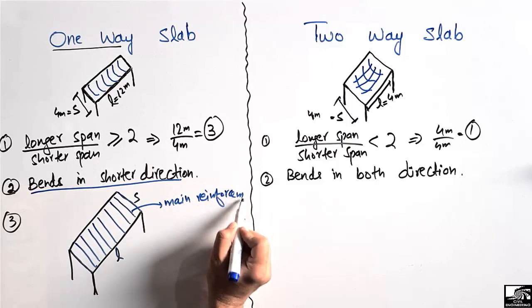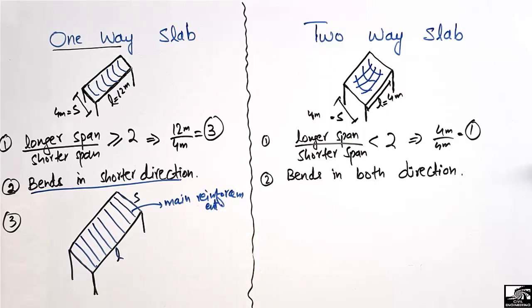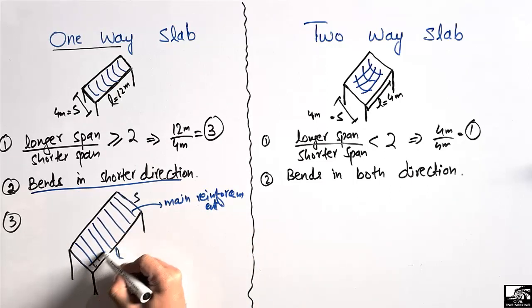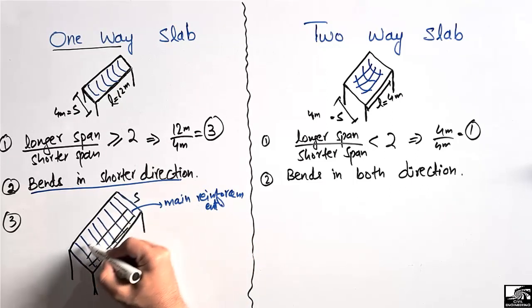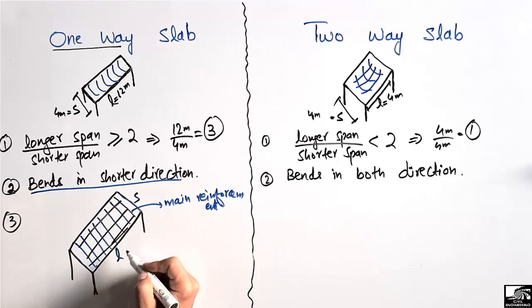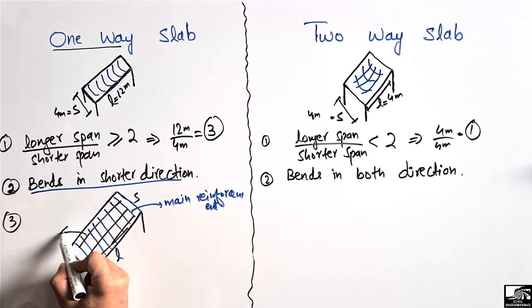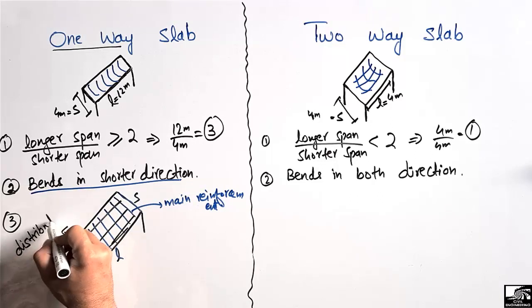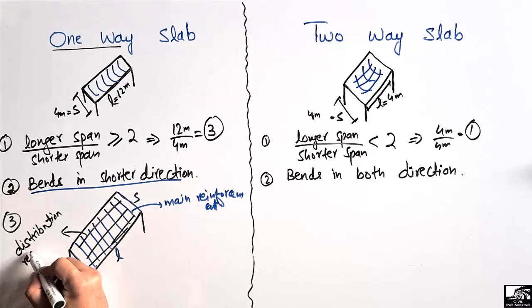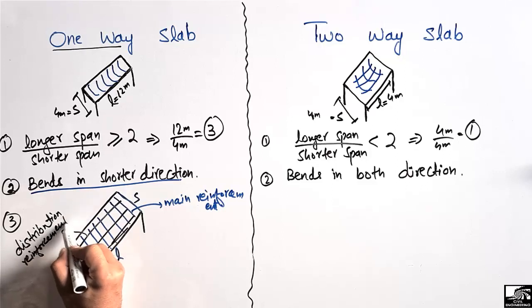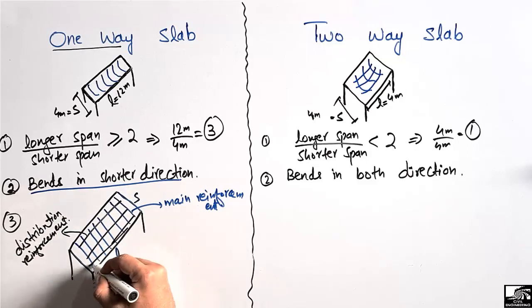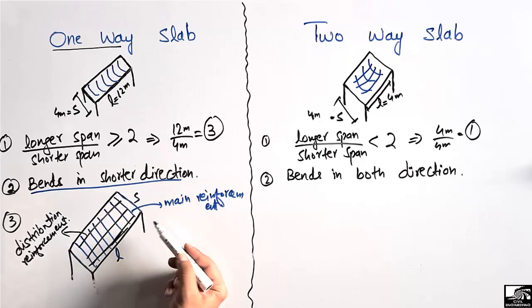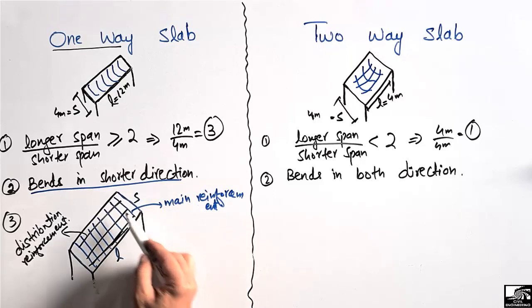So you should provide the main reinforcement in the shorter direction, while in the longer direction we will also have reinforcement, but this will be distribution reinforcement, or we can call it temperature reinforcement. This reinforcement is used in order to avoid thermal stresses. So the main reinforcement will always be provided in the shorter direction in order to take the main load.